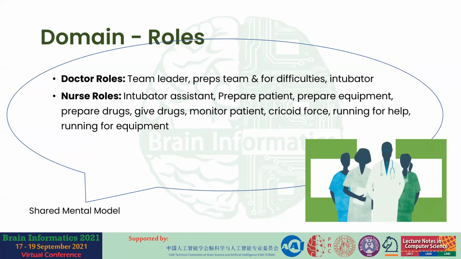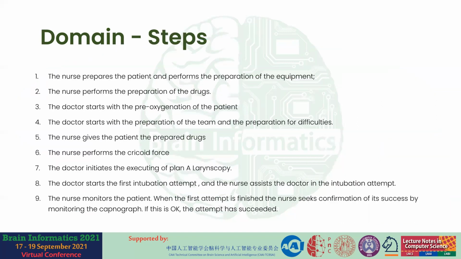So these are the roles, and now we will go over the steps of the intubation procedure. Let's say a patient comes in that needs to be intubated, and imagine the situation is quite stressful because the patient cannot breathe. So first, the nurse prepares. These steps, by the way, are from medical literature, and this is how an intubation should go by the book. Step one, the nurse prepares the patient and performs the preparation of the equipment. This includes the so-called capnograph that we will see later on in steps as well. Then the nurse performs the preparation of the drugs.